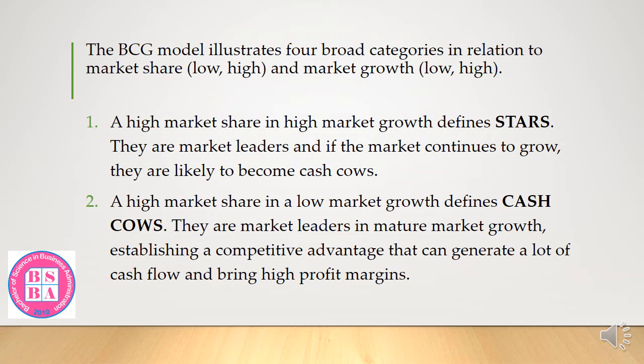So the BCG model illustrates four broad categories in relation to market share, whether it is low or high, and market growth. We will classify that as low or high. And these four quadrants are composed of stars, cash cows, question marks, and dogs. Let's go first with stars. When we're talking about stars, a high market share in a high market growth defines stars. They are market leaders, and if the market continues to grow, they are likely to become cash cows.